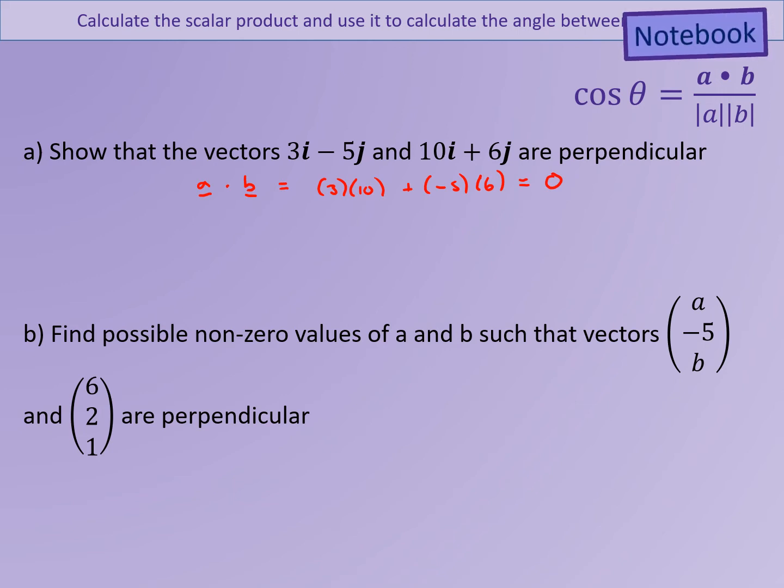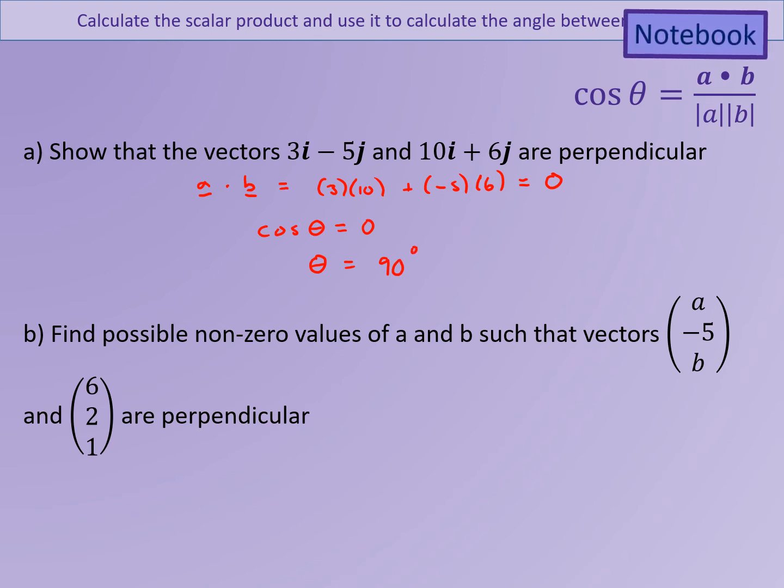So actually, when we're going to substitute 0 into the numerator of this formula, we don't actually need to calculate the magnitude of A or the magnitude of B, because this right-hand side here is going to become 0 because of the numerator being 0. So therefore, this is immediately simplified to cos theta equals 0. Therefore, we know that theta must be 90 degrees.